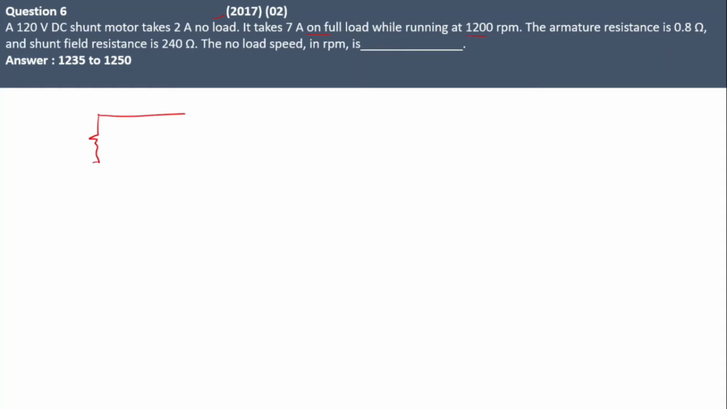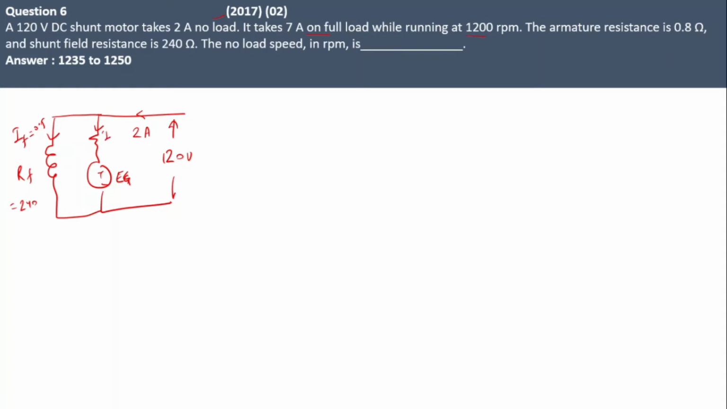This is Ra, plus minus Ea. This is the shunt field resistance Rf, 240 ohm, and this is 120 volt. So you can easily find out the field current IF. It is V by R, 120 by 240, it is 0.5 amps. So how much current is it drawing at no load? 2 amps. This is the armature current Ia.